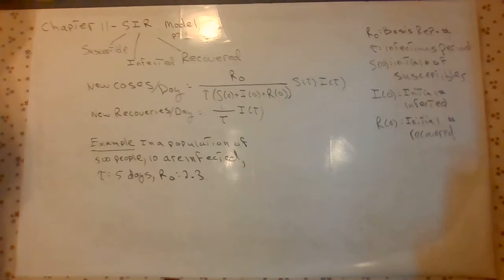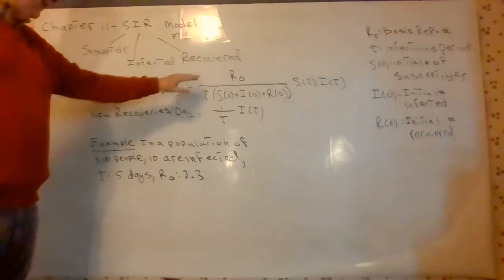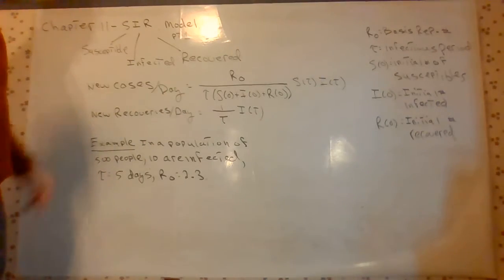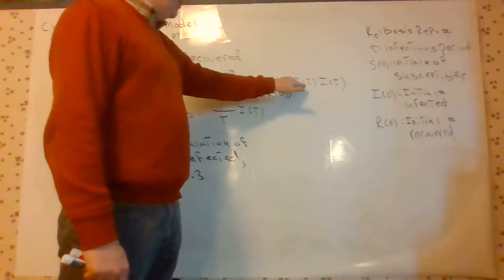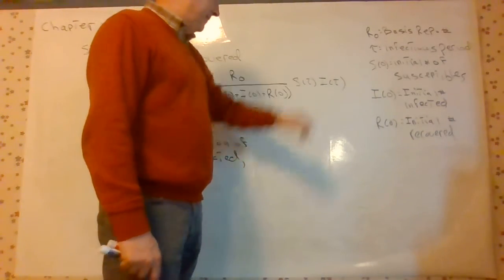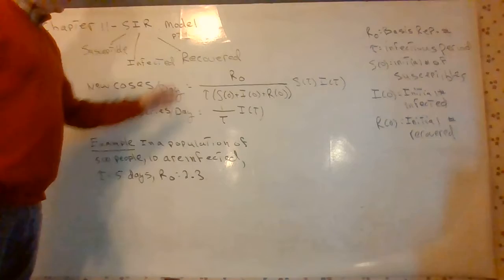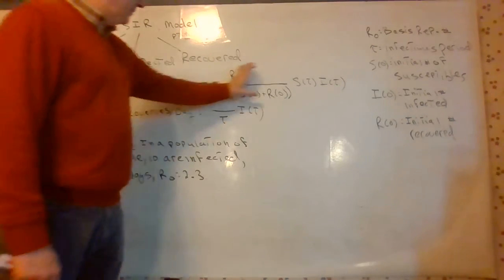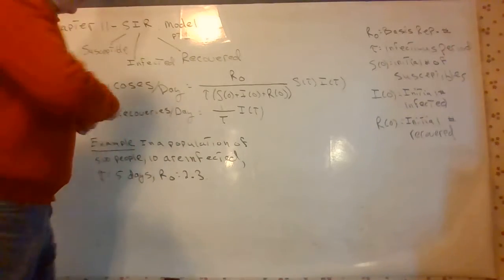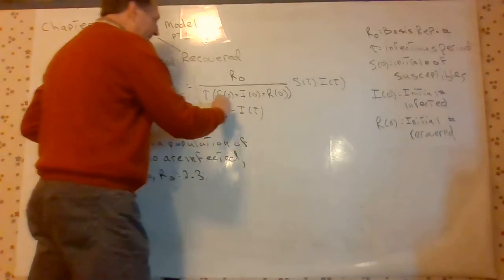If you return to our previous section, we had an expression like this: new cases per day is equal to this constant times the number susceptible times the number infected. It didn't look exactly like this. This is just a C value that I gave you. Well, this whole expression right here is that C.